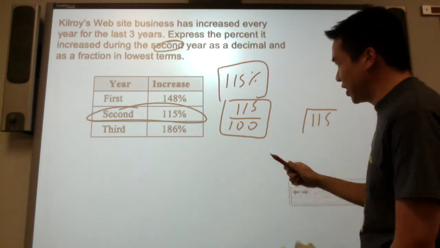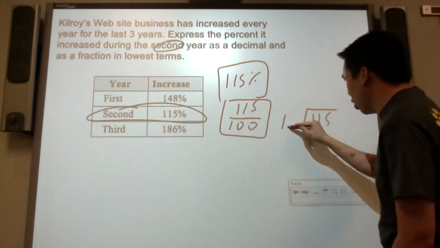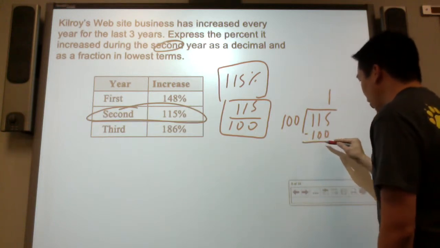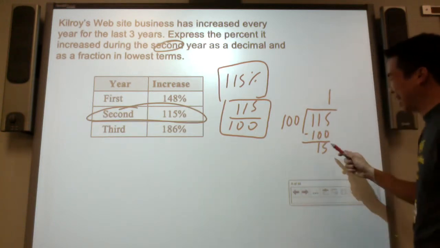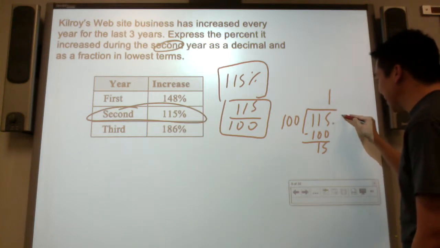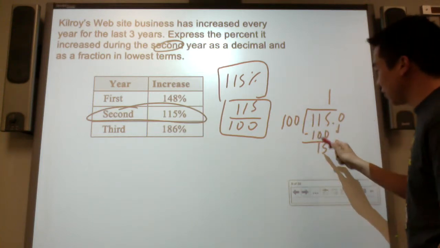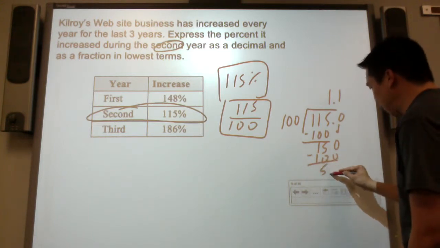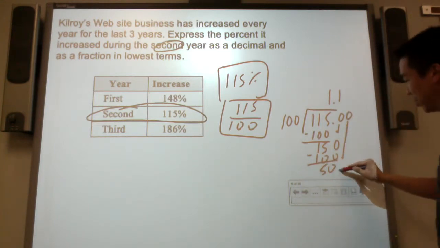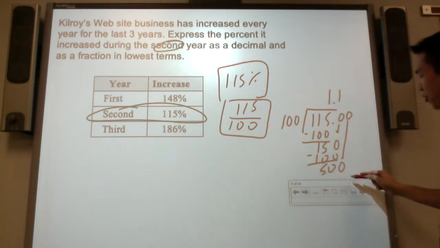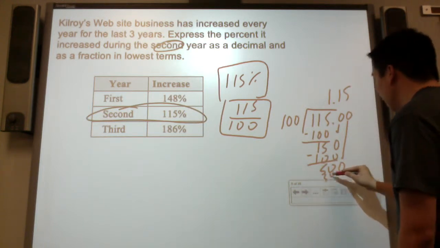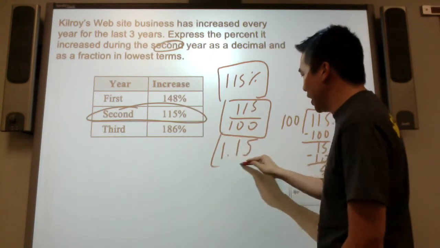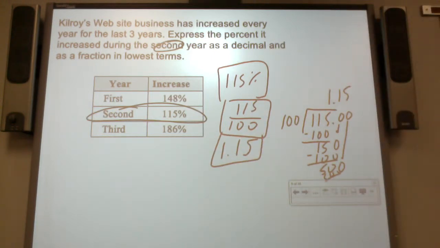What is 115 hundredths? So how many groups of 100 go in 115? One time. What do we have left? 15. I would like to get rid of the remainder, so we add a decimal and a 0, bring it down. How many groups of 100 go into 150? One time. We have 50 left over. I want to get rid of that remainder, so add another 0. How many groups of 100 go into 500? 5 times. So the decimal equivalency of 115% is 1 and 15 hundredths.